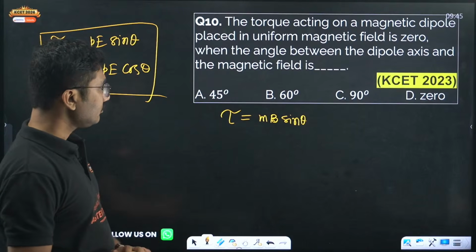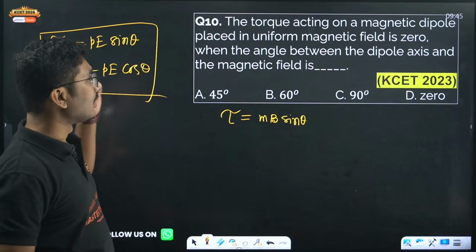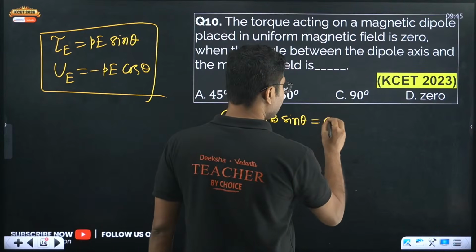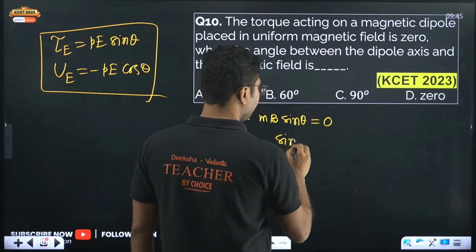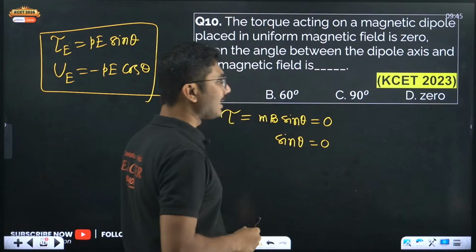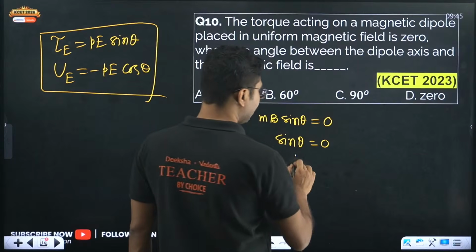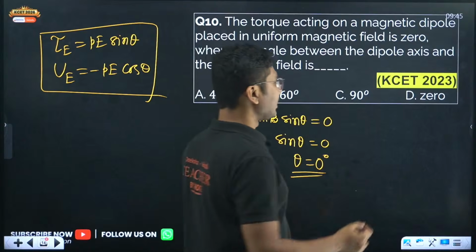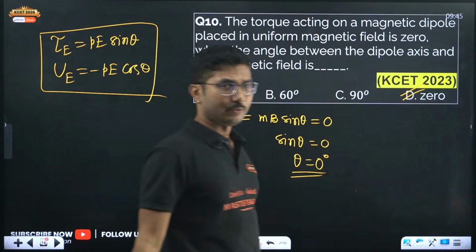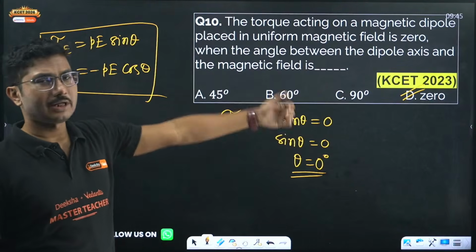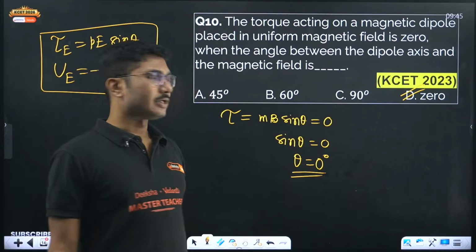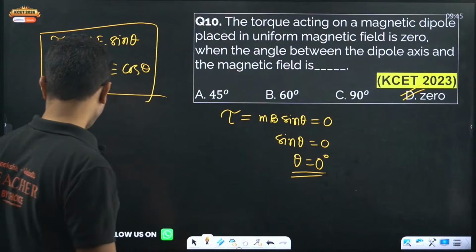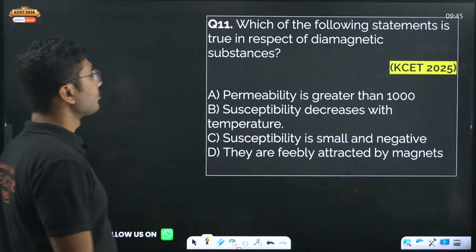Okay, so here it is mentioned that the torque acting on it is 0. So that means sin theta must be 0. At what angle can sin theta be 0? Sin theta can be 0 at 0 degrees. So that answers your question, which is 0 degrees. 180 degrees is also possible, but 180 degrees is not given in the options. So sin theta will be 0 at theta equals 0 degrees. Okay, now let's move on.